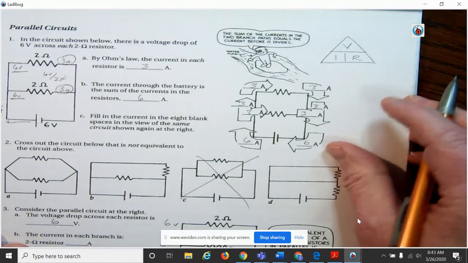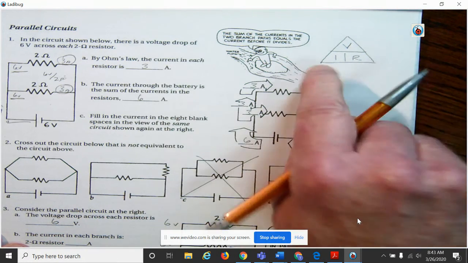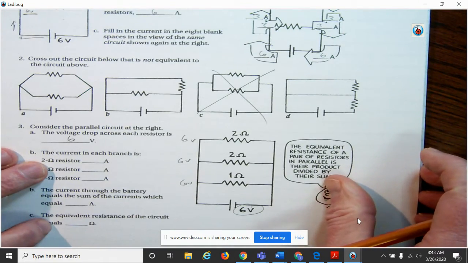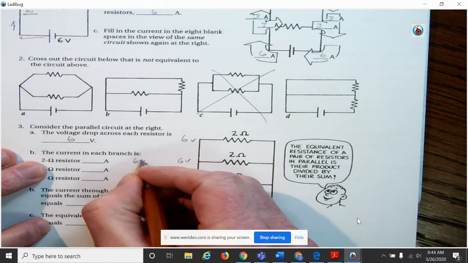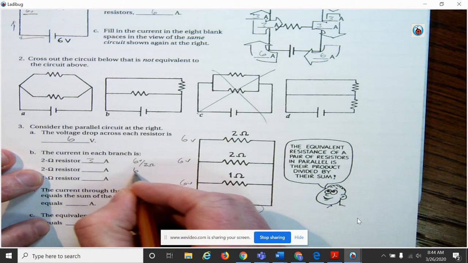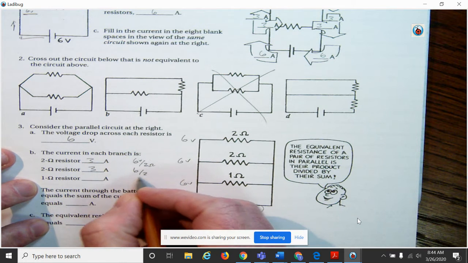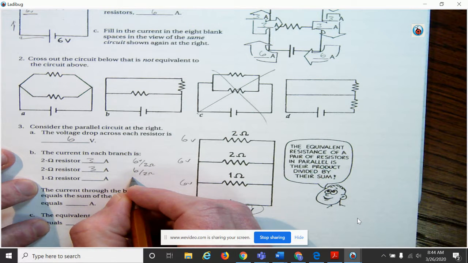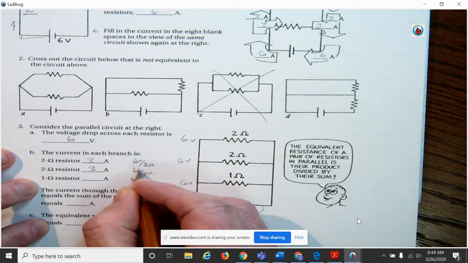Now it says, what's my current across each of the branches? Well, I go up here and use my Ohm's law again. I'm going to try and find amps, so it's going to be voltage divided by resistance. My voltage is 6. So 6 volts divided by 2 ohms gives me 3 amps again. And 6 volts divided by 1 ohm is going to be 6.